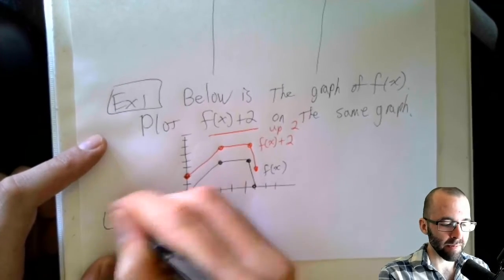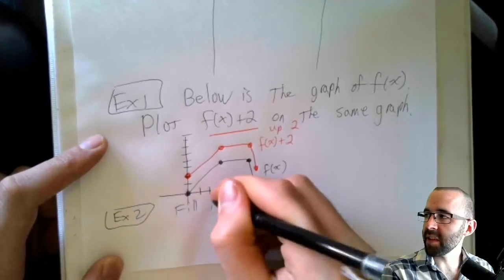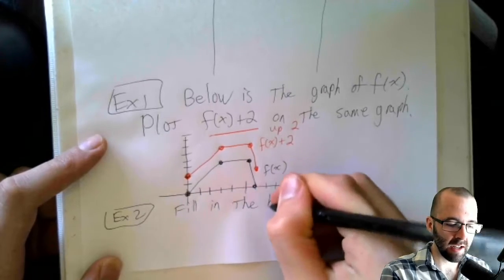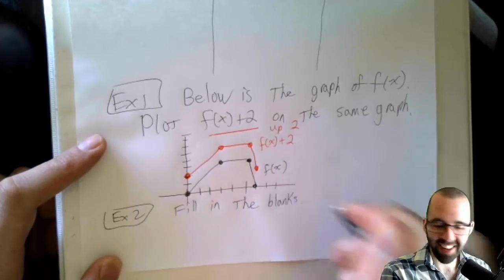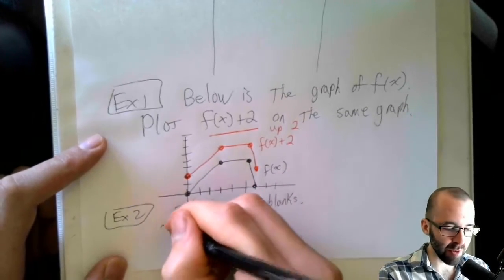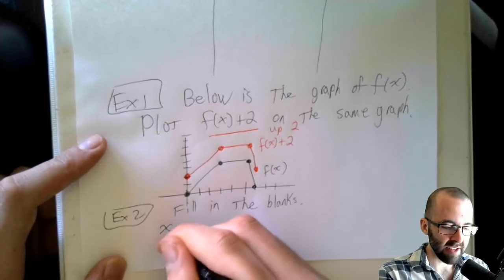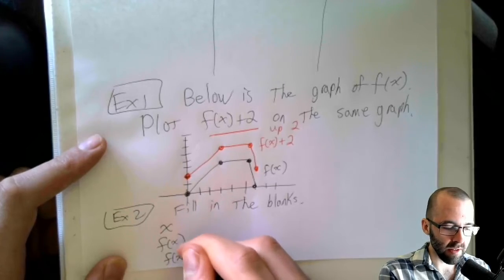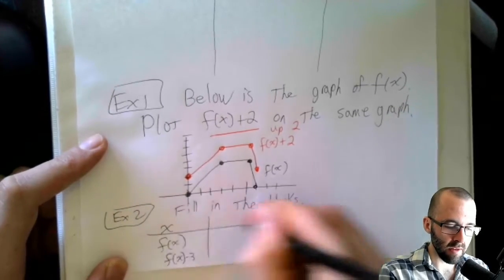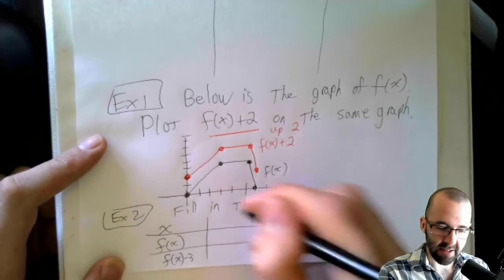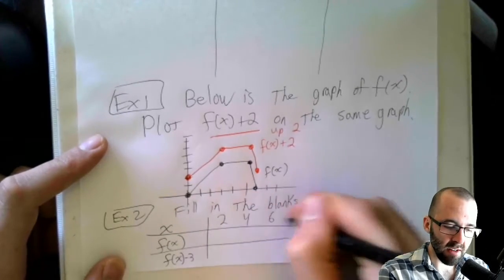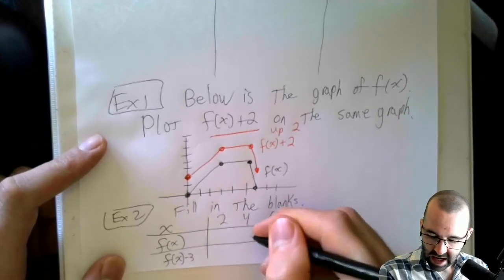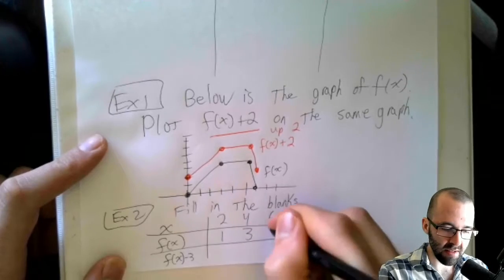Example 2. Fill in the blanks. All right, so first row is going to be x. Second row is going to be f of x. Third row is going to be f of x minus 3. x is going to be 2, 4, 6, 8. f of x is going to be 1, 3, 7, 11.